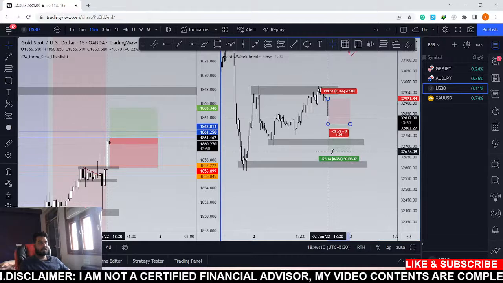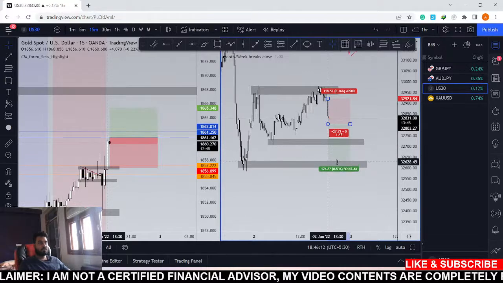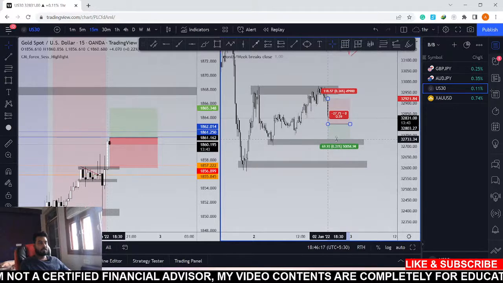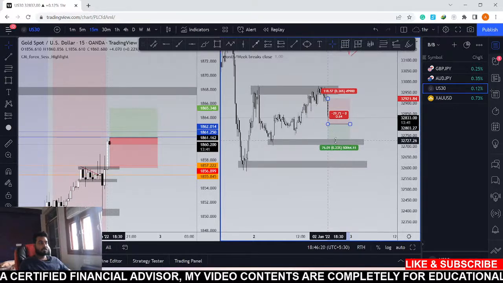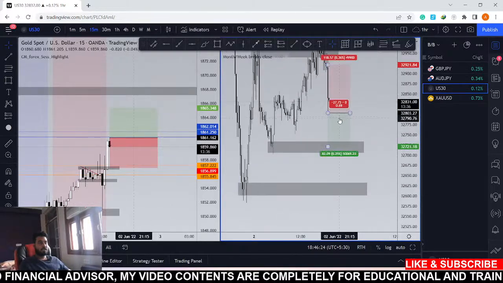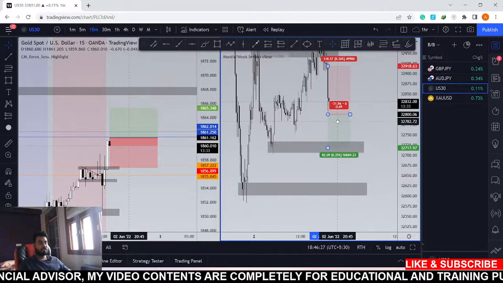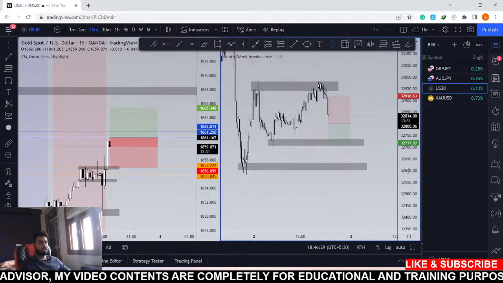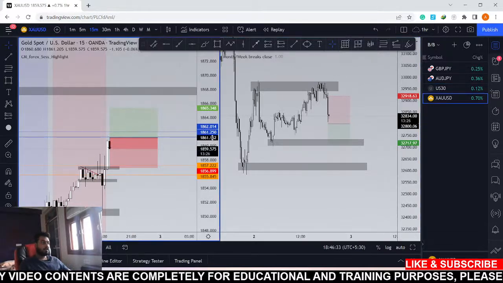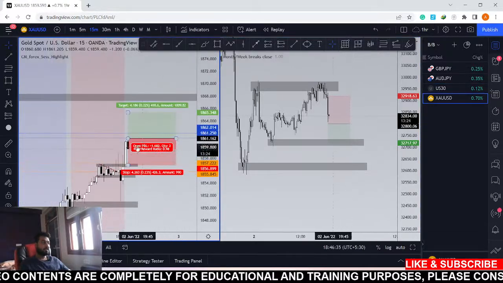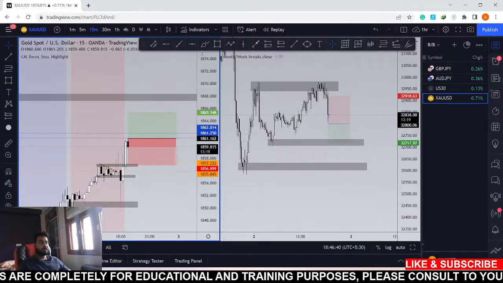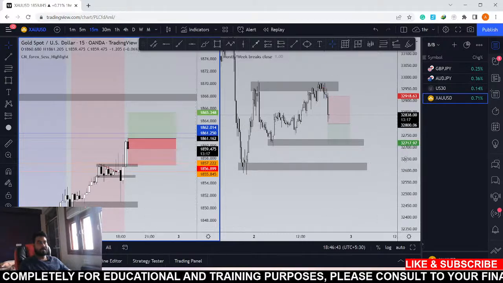I can look for the entire move also, but let it be. I don't want to risk more. Right now, this US 30 position is not active yet, but gold has been activated. Gold position has been activated, and I'm just waiting for the US 30 to be activated.